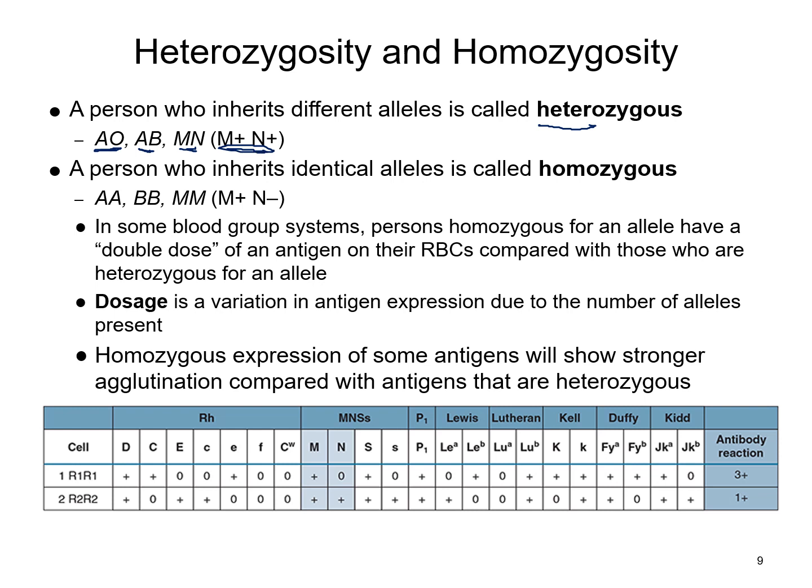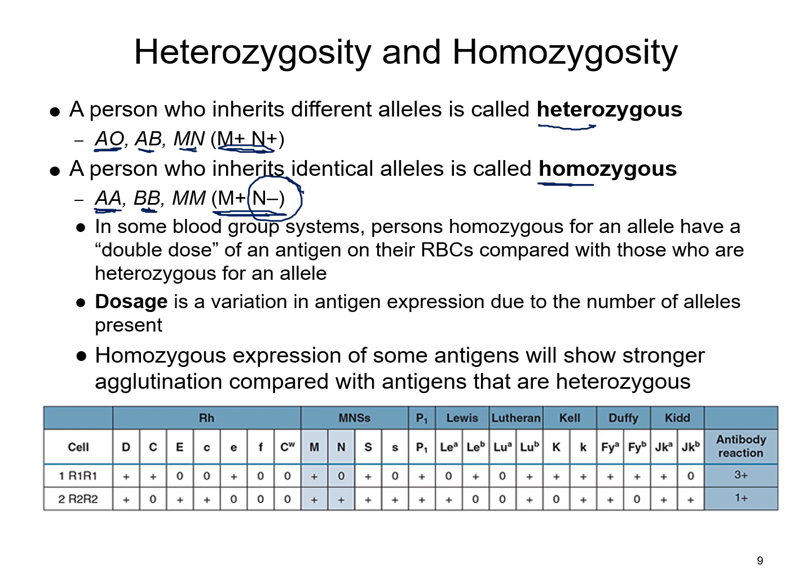Now, a person who inherits identical alleles is called homo. The root word homo means the same. In these examples, you have the AA inherited, the BB, so you have an A from the mother, an A from the father, a B from the mother, a B from the father. With M and M, you have two doses of M, from the mother and from the father. If you were to phenotype that, where these two are inherited at the same locus, the M and the N, you got the M from both parents, but not the N from either parent. So that is a negative expression, or it didn't happen.